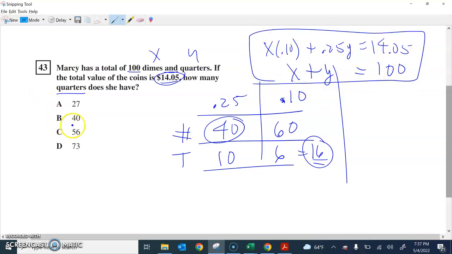I'm not going to show that because this is a great example of when you can just try these numbers for different combinations. And if one doesn't work, use logic to figure out if it needs to be bigger or smaller. In this case, we tried 40. It didn't work. It gave us too big of a number. So we said, hey, we need fewer quarters to make the overall value smaller.